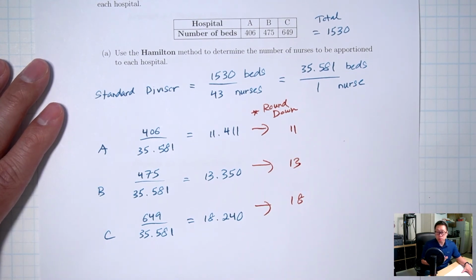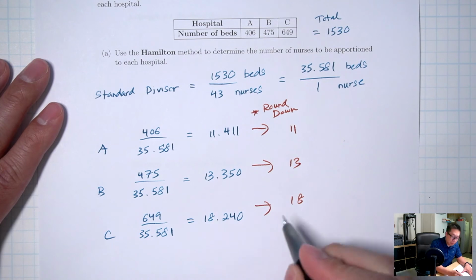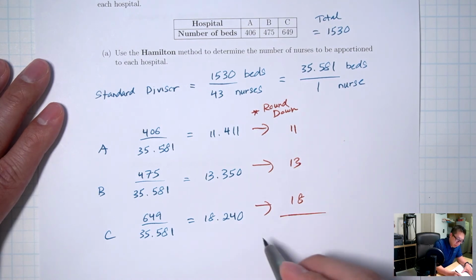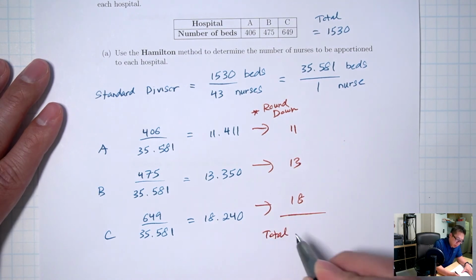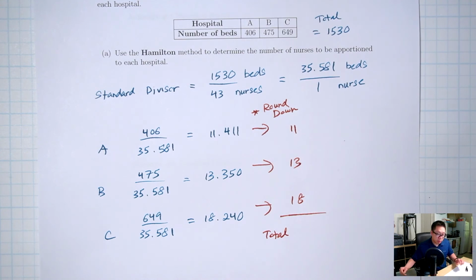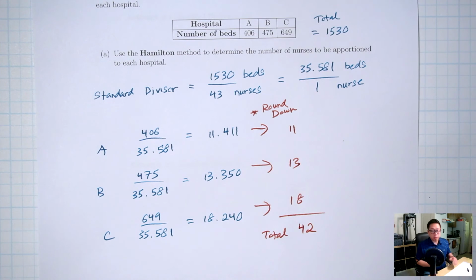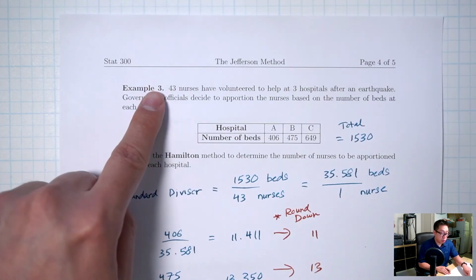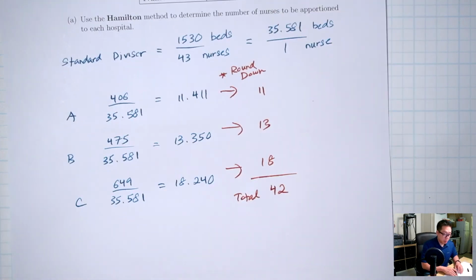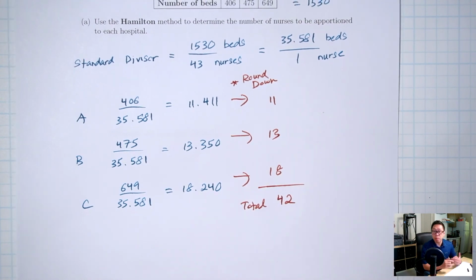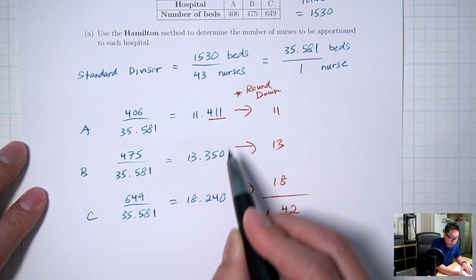And then check the total and see if it's the correct number that we want. So 11 plus 13 plus 18 is 42. What number do I want? So what I'm sharing is 43 nurses, so I'm looking for 43. I've only used 42 so far, which means I have 1 extra. Who gets the extra? So if you have extras, you're going to give the extra based on the decimal part.